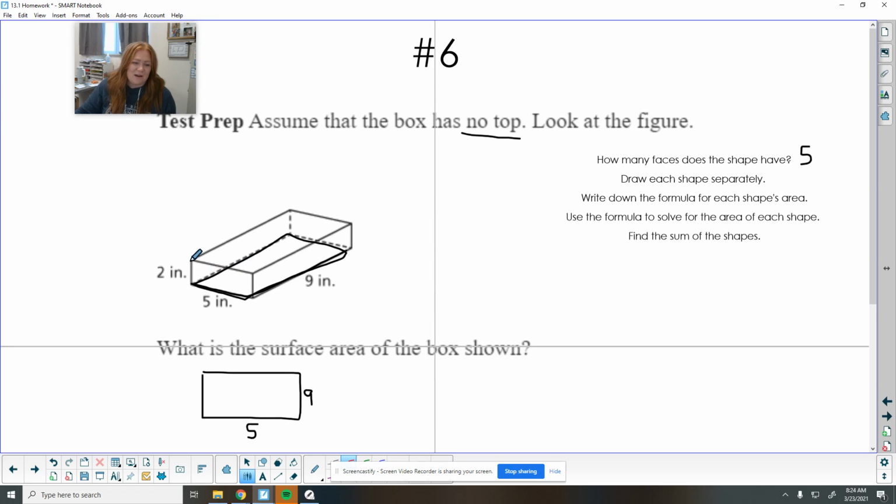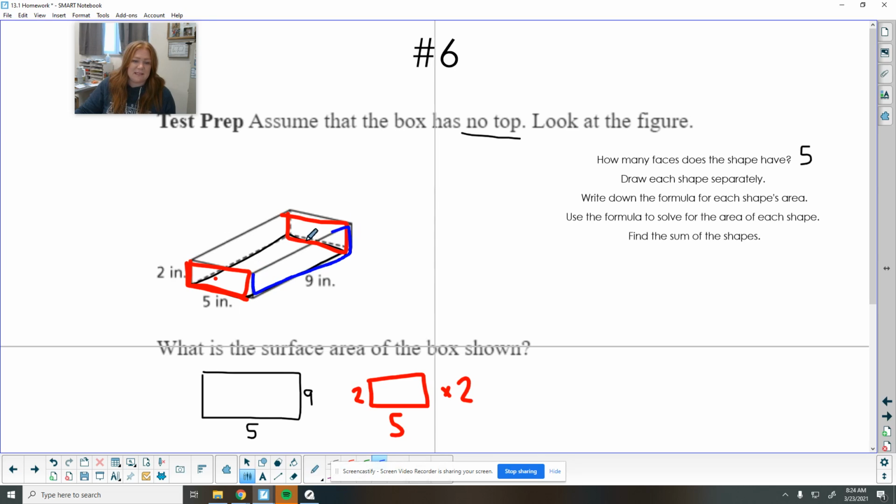And then we've got our front here, which is another rectangle. This front also matches this back here, so I actually have 2 of these. And the measurements are 5 by 2. And then let's do our sides here.